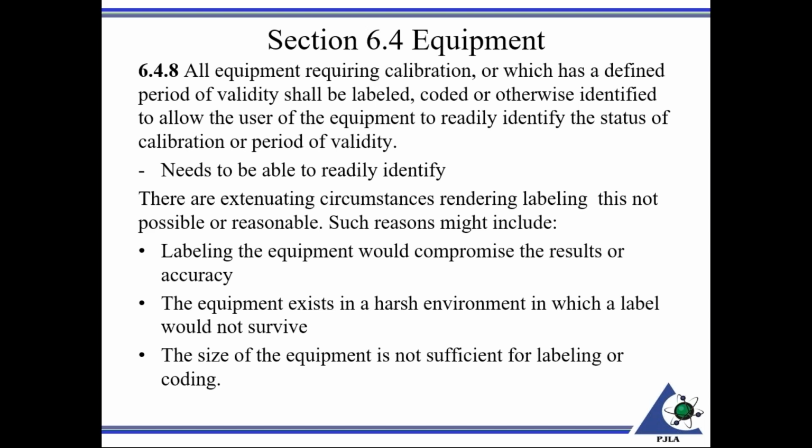There are some circumstances where labeling is not possible or reasonable. That could include if labeling would compromise the results or accuracy, i.e., putting a label on a test weight, for example, is going to alter that mass value. Or if it's being used in a harsh environment where the label would not survive, or the size of the equipment is not sufficient for labeling or coding. Tiny, small thermometers, for example, think of the liquid-in-glass total immersion type, where if you put a label on it, you may not be able to read the display.